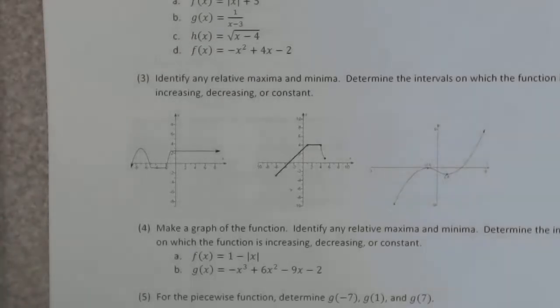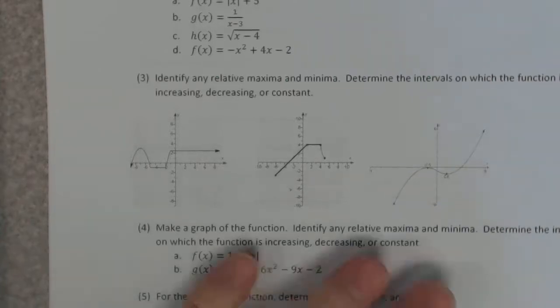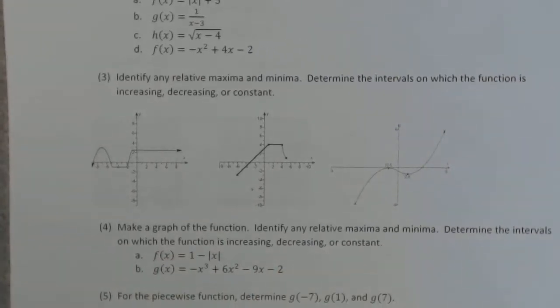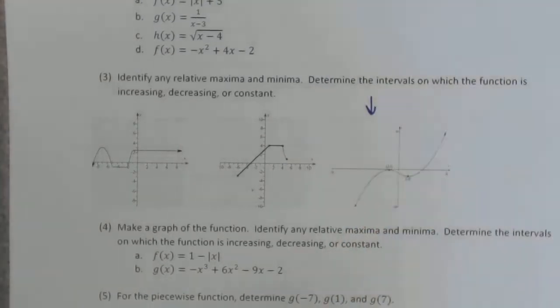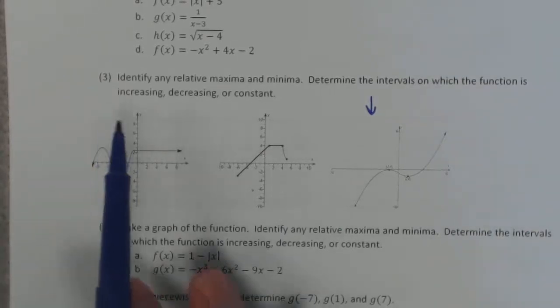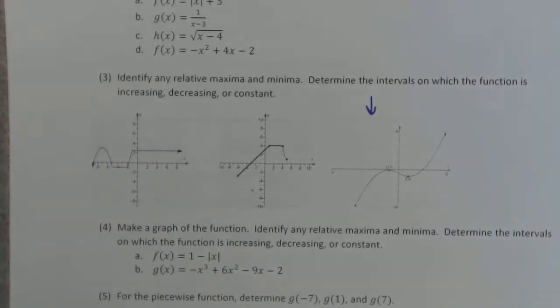Alright, so number 3, let's look at identifying any relative maximum or minima, and determining the intervals in which the function is increasing, decreasing, or constant. I'm going to take a little bit of liberty here and say that this one is really the only one you need to worry about for relative minimum and maximum. These other two are not really set up very well for figuring that out. And we'll find out whether they are increasing, decreasing, or constant on all three of them, and we'll also talk about domain and range.